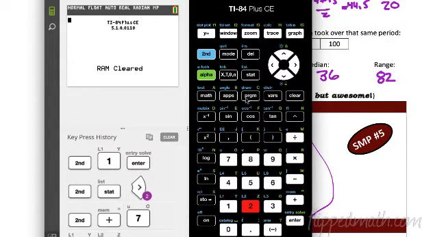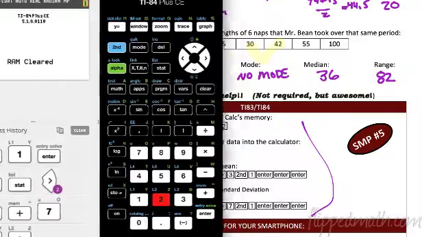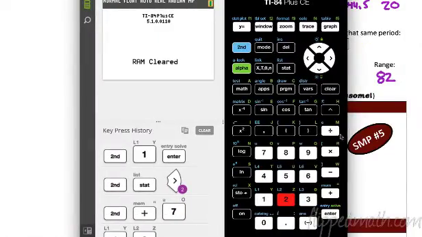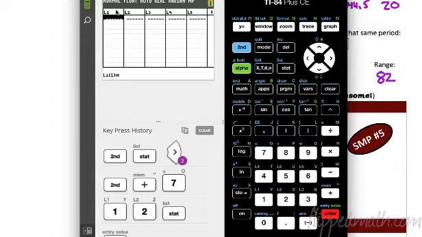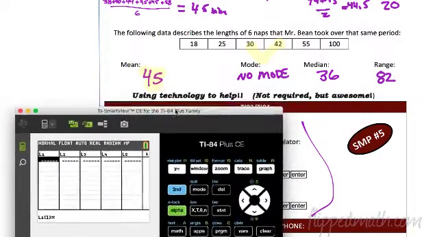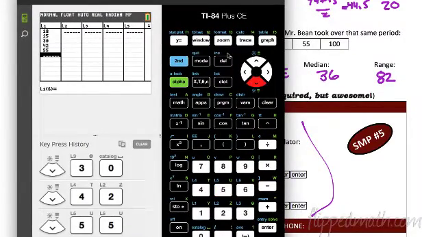So I'm going to show you how to go in and enter these numbers into your calculator. The first thing you want to do is go into your lists. You're going to put these into a list. So we hit the stat button, we hit edit, and it takes us to our lists. We see we have 1, 2, 3, 4, 5 lists, and actually we have as many as we probably need here. Our numbers are 18, 25, 30, 42. Let me put those in right now. Okay, almost done here. 55 and 100. Each time I put a number in, I move down, and you notice the numbers are right there.